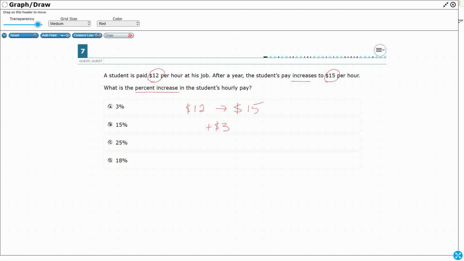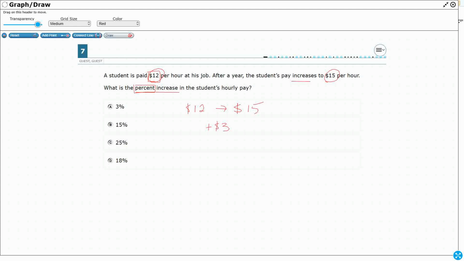So instead of a $3 raise, we want to know what the percent of that raise is. The percent of what, though? So percent is per 100. So what would be 100% of the student's money? Well, the original money was $12. And so that's what we're starting with. We're not so much focused on what the student ended with. We've already got the $3 to know how much the increase was. We're now focused on this: $3 is what percent of the 12, right?